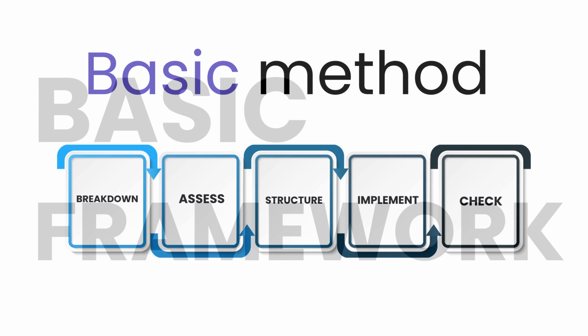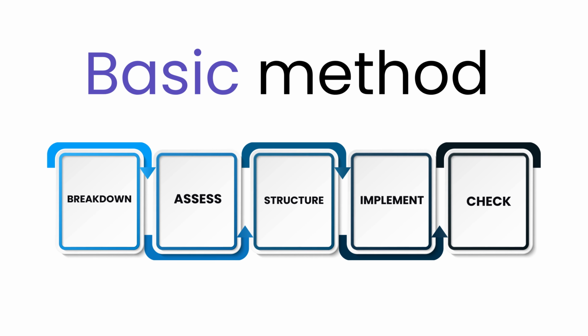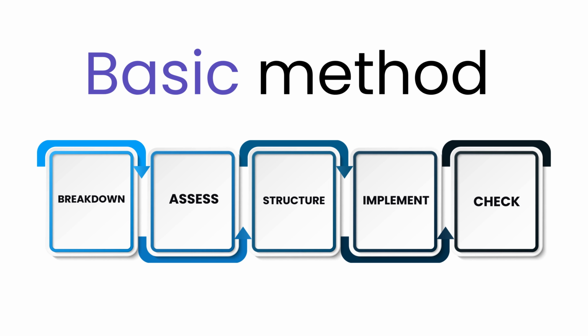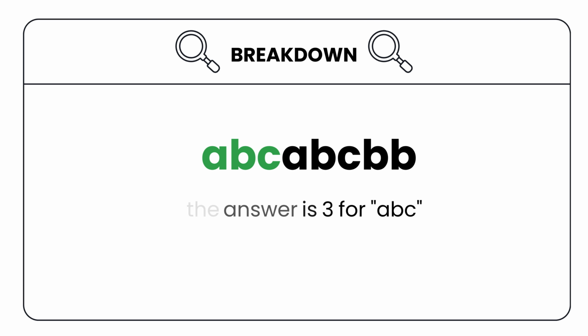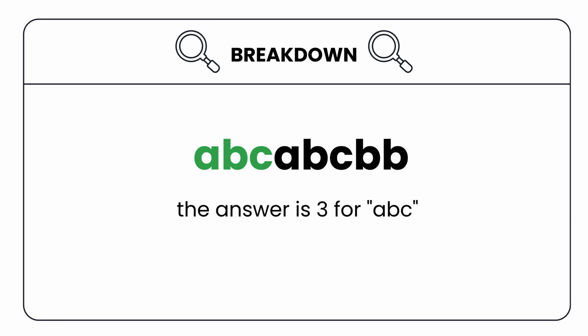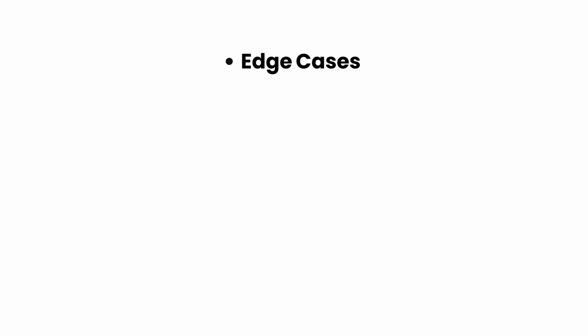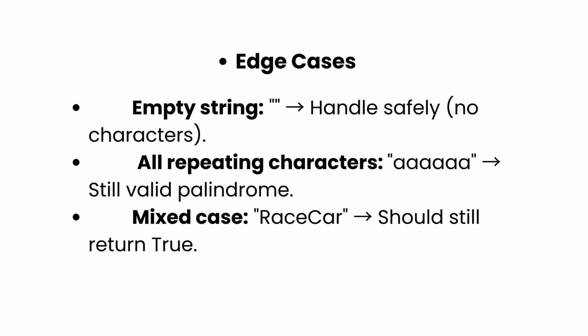Let's tackle this using the basic framework. This lets us break down the problem, analyze trade-offs, design a clear plan, and check our work. Just what interviewers want to hear. We're given a string and need to find the length of the longest substring without any repeating characters. For example, in "abcabcbb", the answer is 3 for "abc". Edge cases: empty strings, all repeating characters, and mixed cases.